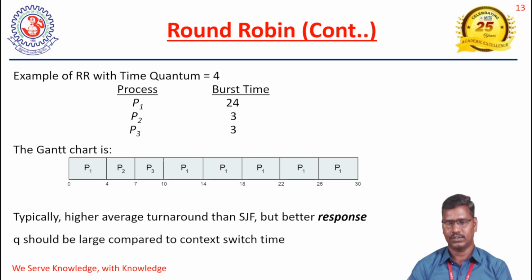Okay, based on the sixth time, P1 is again initiated to execute in the CPU, interrupted one by one. It has a higher average turnaround time than SJF, that is the shortest job first, but better response. The quantum should be large compared to the context switch time only. So how many times each and every process enters into the CPU, that also will be performed here.